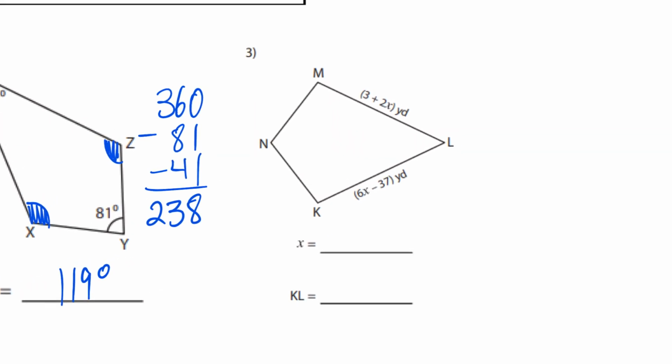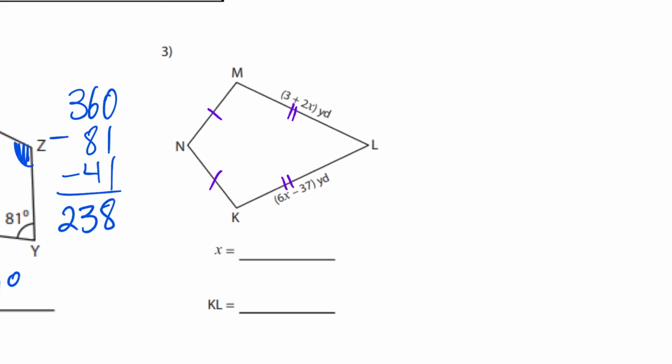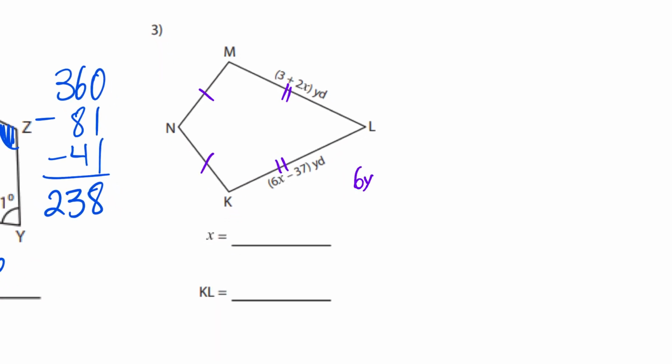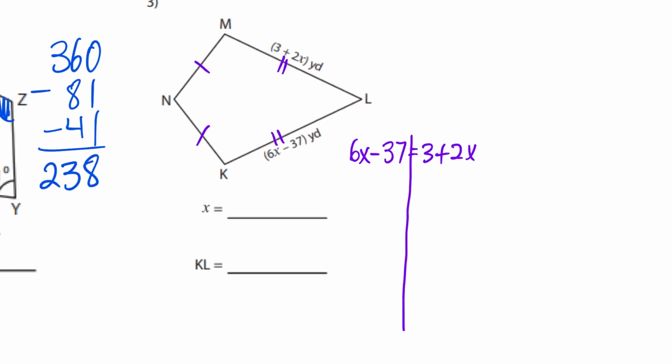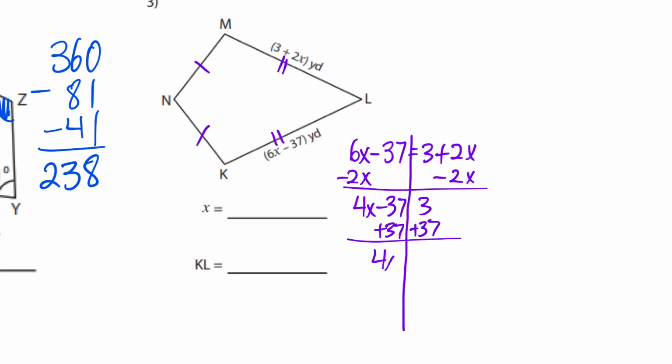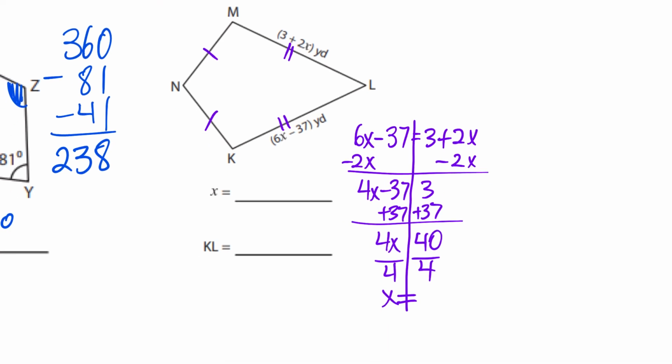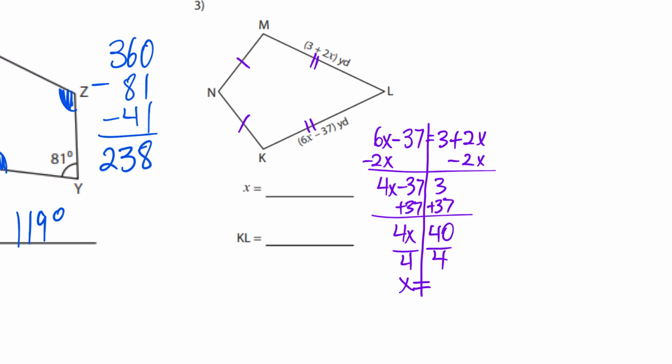On this next one, since this is a kite, these two sides are congruent, and these two sides are congruent. So to find the value of x, we set those equal and solve for x. 6x minus 37 equals 3 plus 2x. Subtract 2x on both sides. That's 4x minus 37 equals 3. Add 37. 4x equals 40. Divide by 4. x equals 10.